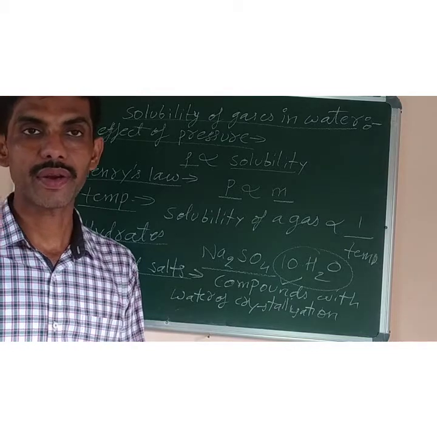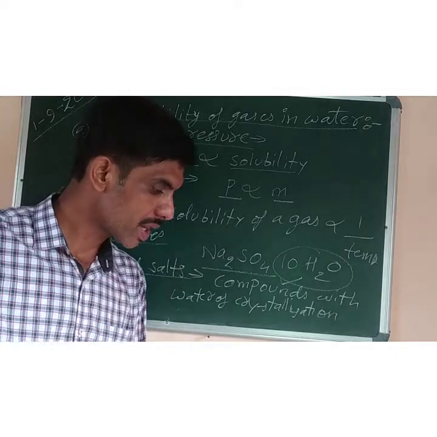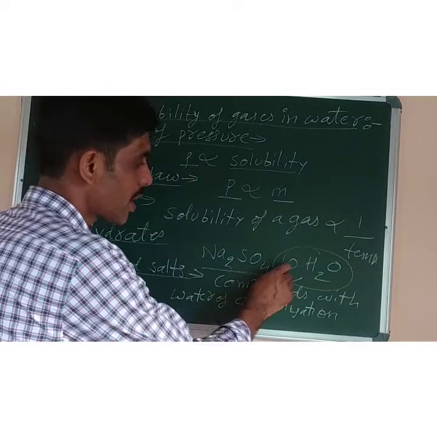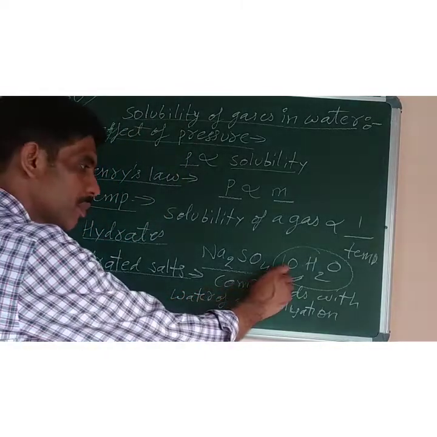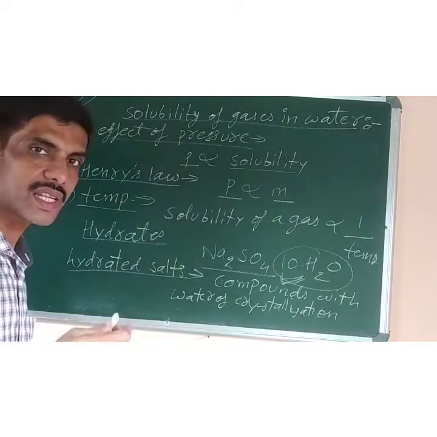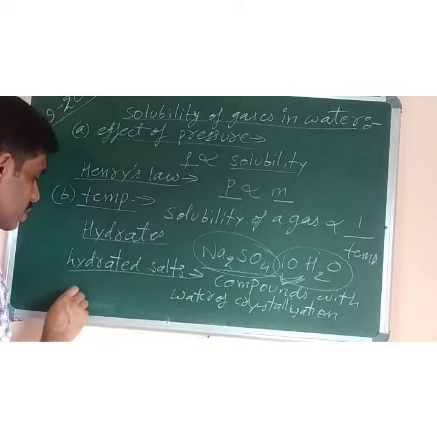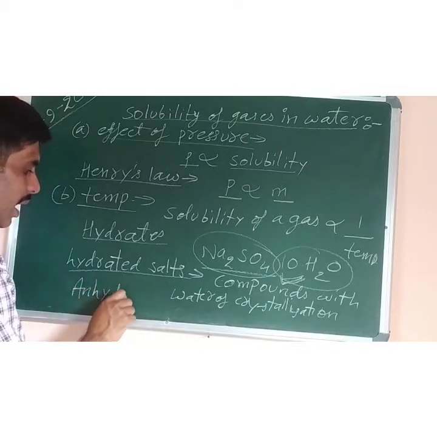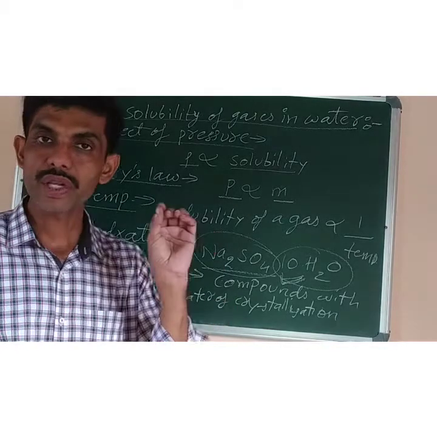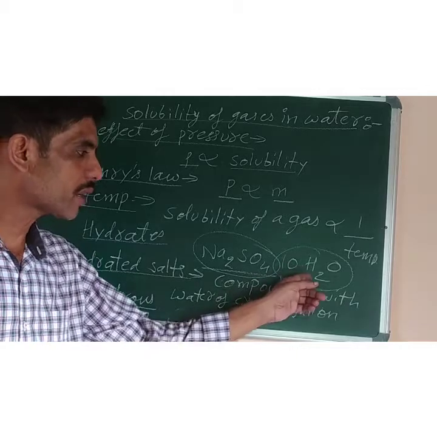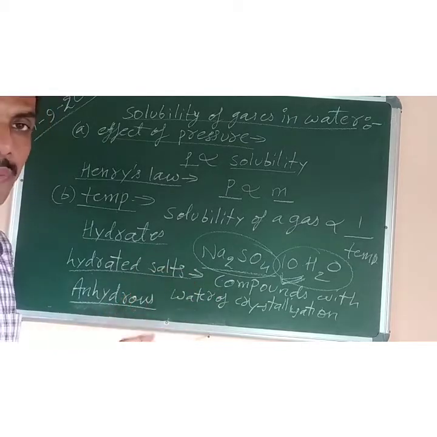Heating hydrated salts changes their shape and color, because the water molecule is lost. Now the compound which is obtained is called anhydrous salt. So what is the meaning of anhydrous? Anhydrous salt means those solid molecules which are obtained after removing the water of crystallization from the compound by heating. Okay, and they have different shape and different colors.